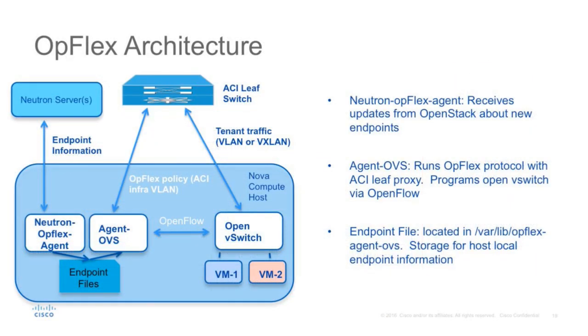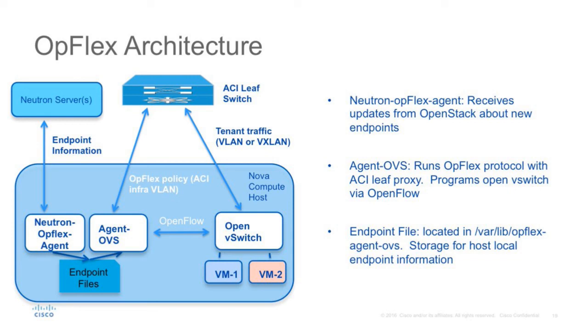The architecture is very simple. On the controller, we already mentioned that we have the plugin running and the Neutron server. On the compute node, we have the Neutron agent that talks to Neutron and gets the endpoint info. After that, we have the OVS agent that talks to ACI and gets all the policies for these endpoint groups, and then implements them locally on the Open vSwitch.